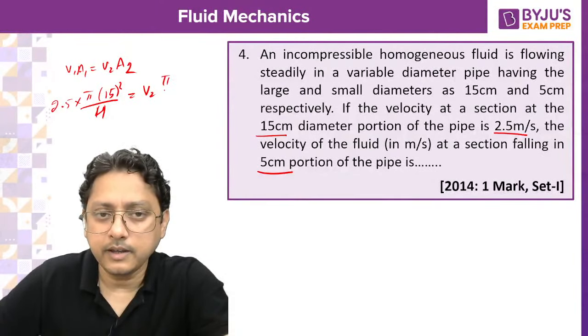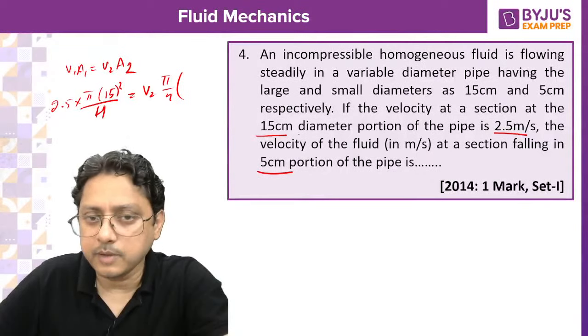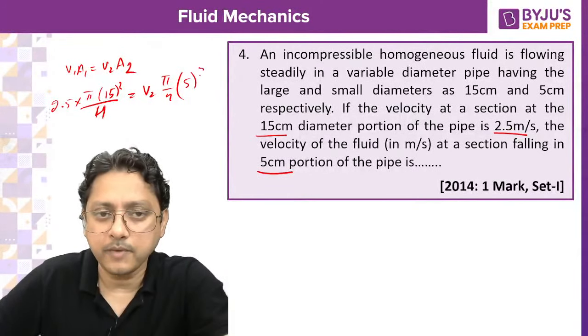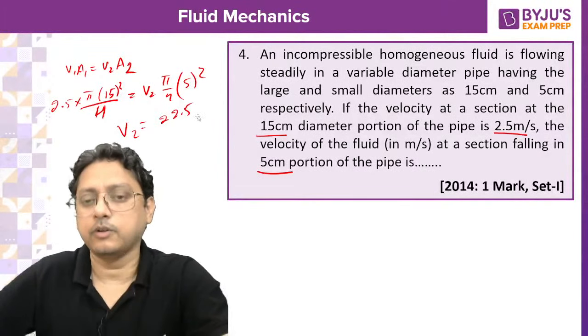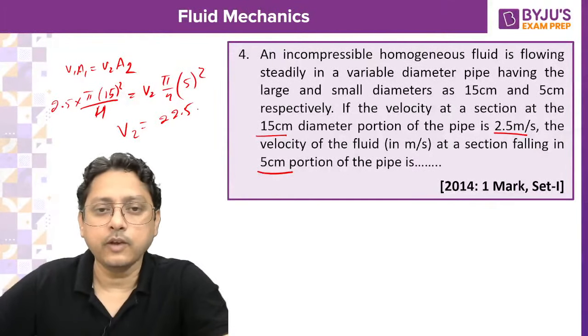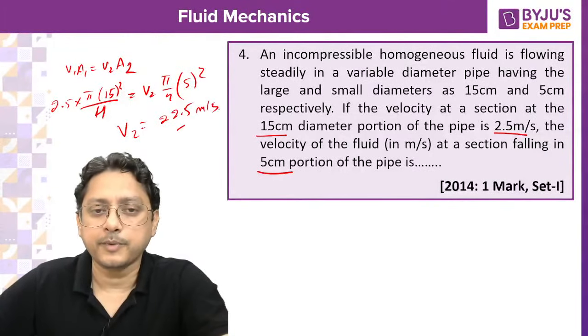A2 they have already given, which is at 5 centimeter of diameter, pi d square by 4. Now from here if you calculate, you will get 22.5 meter per second. That's all.